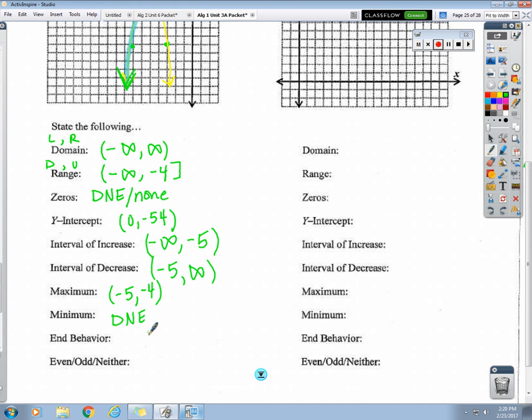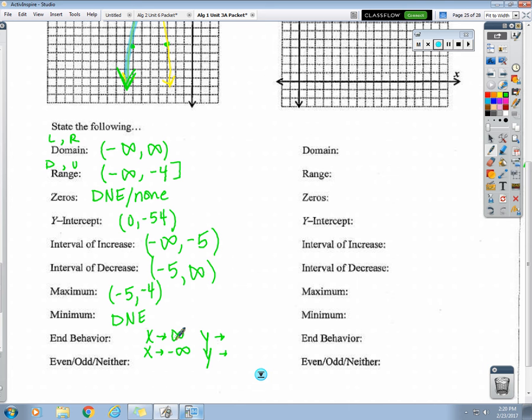All right, end behavior. Remember with end behavior, they'll always give you this part. They'll say x approaches infinity, x approaches negative infinity. Sometimes they might write it flip-flop. You just have to read it so you'll know. And then you have to tell what y approaches. Well, what does x approaches infinity literally mean?